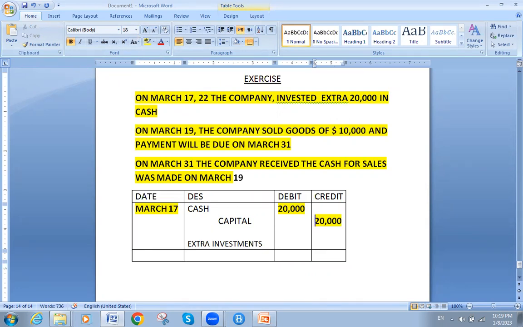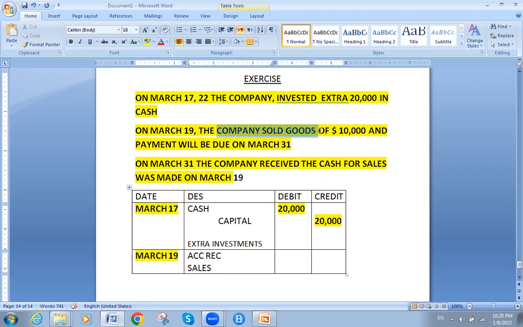Second one on March 19. On March 19, here we go, Control and C, and go for March 19, Control and V. And what happened on March 19? The company sold. So this will be from account receivables into sales. Like we said before, receivables into sales because we didn't have cash.